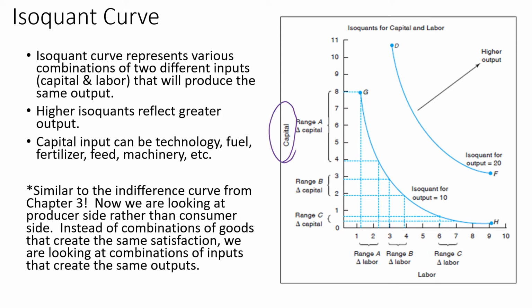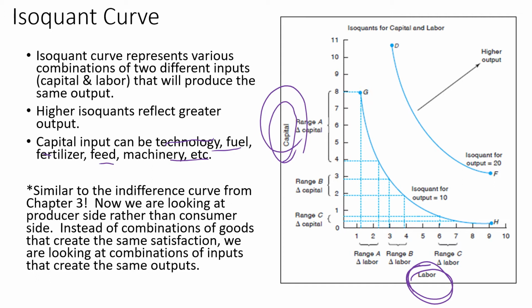So the two different inputs that we're looking at are labor, which we looked at in previous chapters. So, that can be measured in hours of human labor. It can also be measured in wages paid as well, but we'll consider it as hours. And then the second input that we're looking at is capital. So capital is going to just be the combination of basically all costs that are not labor costs. So that can be technology, machinery, fuel, fertilizer, feed, etc.